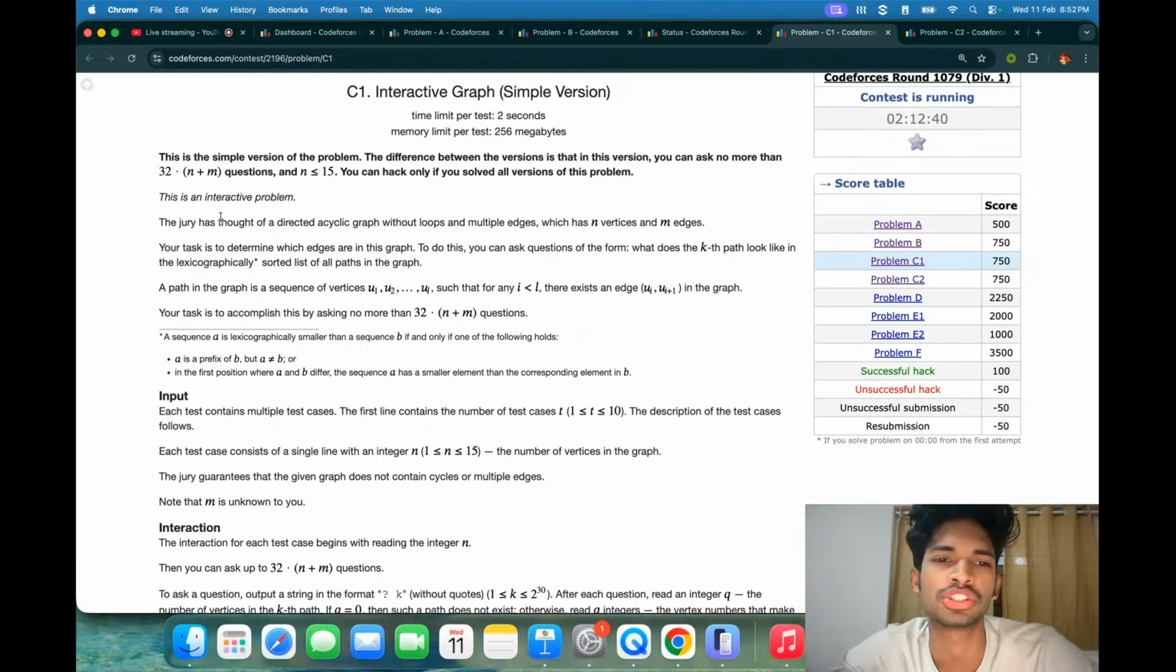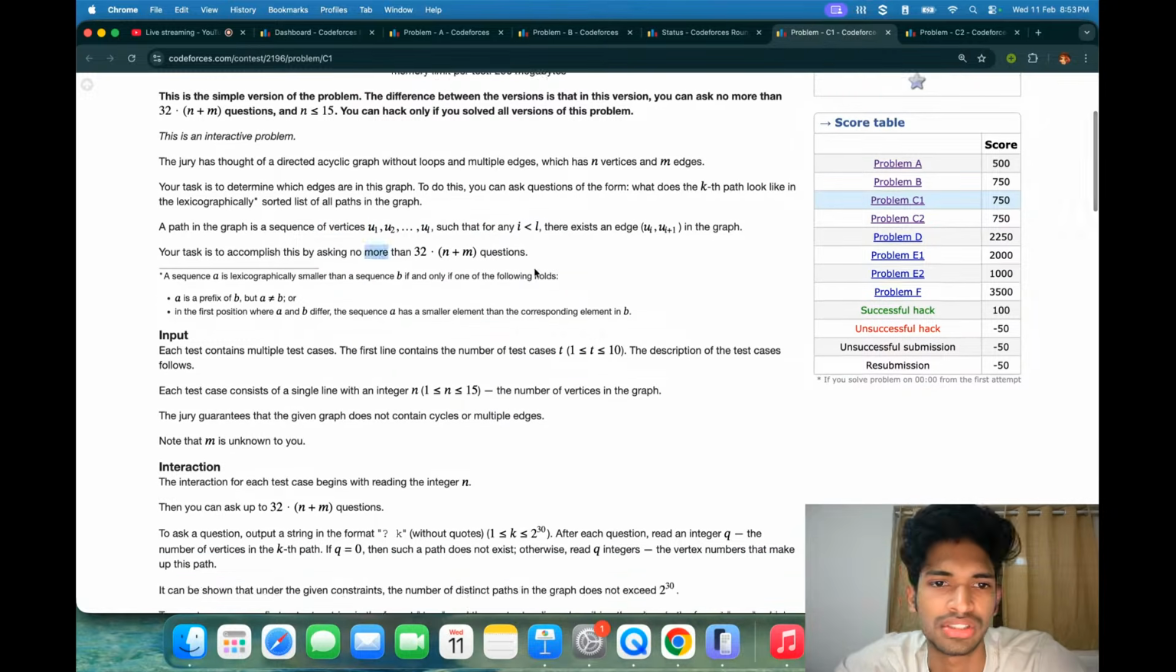So we have a topological ordering too, and then you want what all pairs are having edges. What does the kth path look like in the lexicographically sorted list of all paths in the graph? A path in the graph is a sequence of vertices such that for i less than L there exists an edge. So you have to just logically work on this. Like, okay, if you can get this sequence, how can you find that? If you can get the lexicographically sorted list, what does the kth path look like? The path in the graph is a sequence of vertices where all of them have edges. Your task is to accomplish this by no more than 32 times n plus m questions.